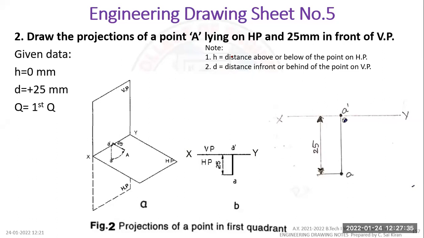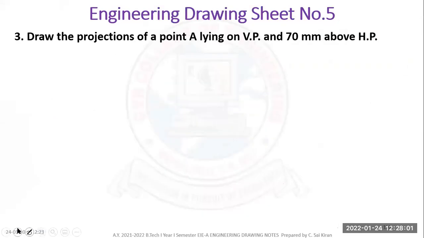Sir, will you show one example for all the quadrants? I've already shown. The first 2 problems are the first quadrant. The third question is the second quadrant, the fourth question is the third quadrant, and the fifth question is the fourth quadrant. I will be showing them so that you understand the difference.